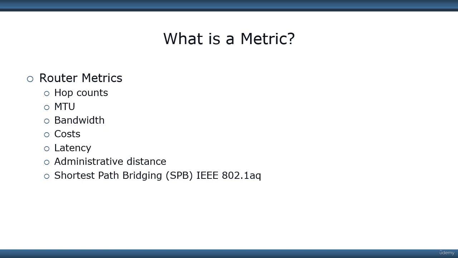Latency, the time it takes for an update to get pushed out. Administrative distance is an actual value that I would configure so I can control the routing. And then there's an IEEE standard. You actually don't, they've dropped this one. You don't need to necessarily know it, but 802.1AQ, shortest path bridging, was just an automated way for this to be done, specifically with layer 3 switches.